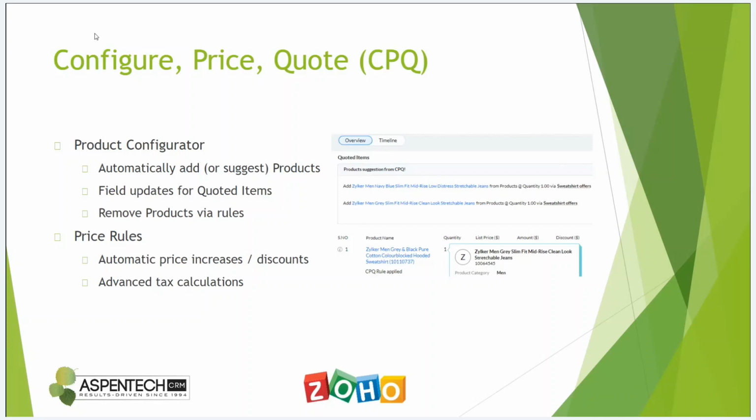You can also remove products via rules. So if something happens and you end up removing a product that was linked with something else, then of course you can remove that product as well.